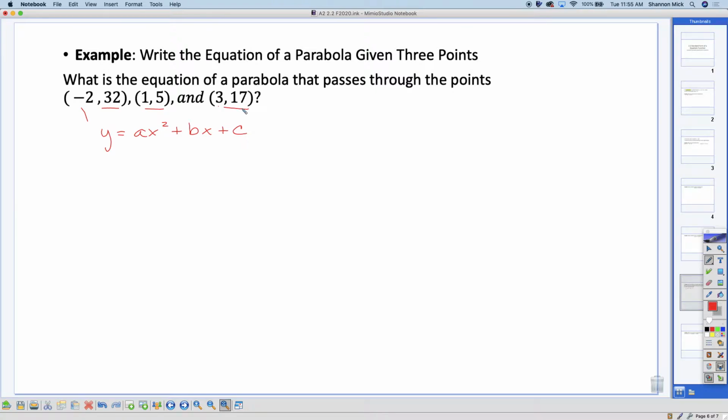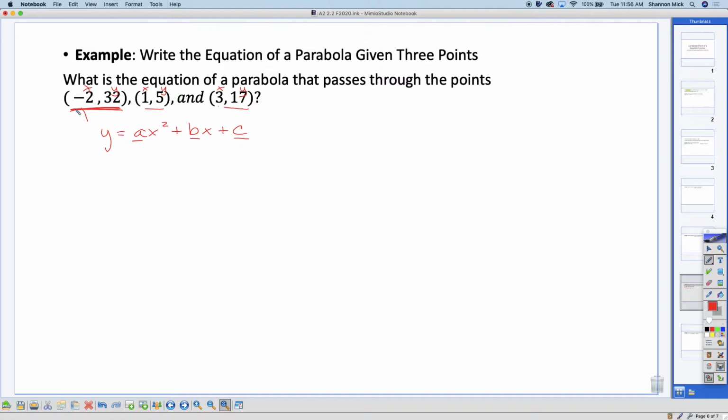If I plot this, what is this? X and Y. So I have an X and a Y, an X and a Y, an X and a Y. I have a bunch of X and Y's, yes? I need to figure out what A, B, and C are. Those are 3 variables, yes?